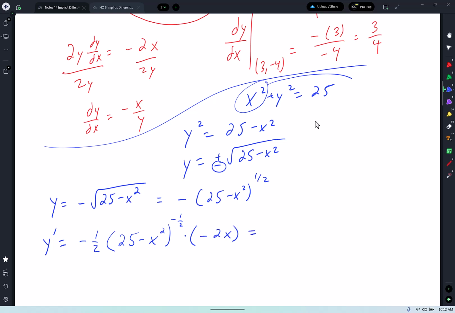Negative times a negative is a positive. That negative 1/2 cancels out with that negative 2. So I'm going to have x in the numerator, and in the denominator I'm going to have the square root of 25 minus x squared. Is everyone still okay?